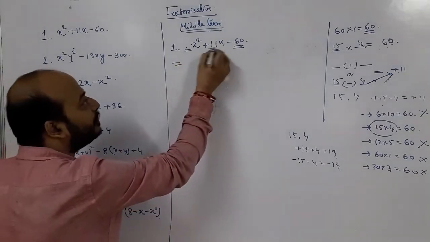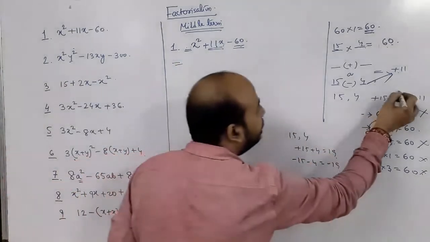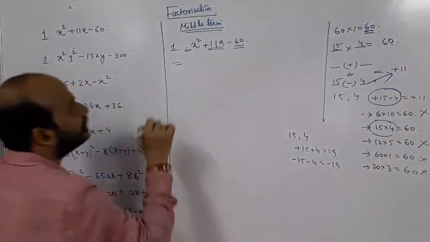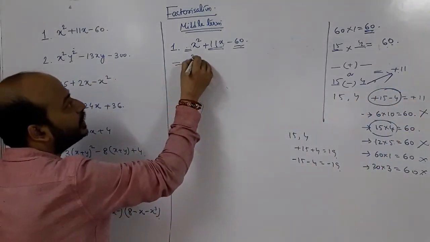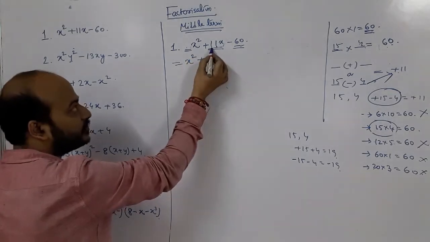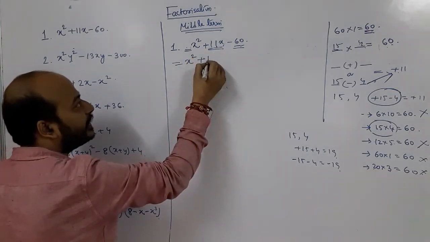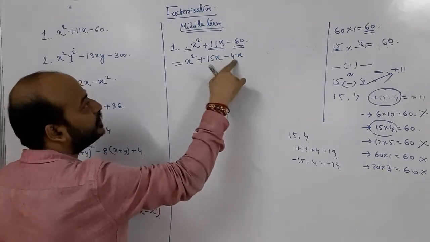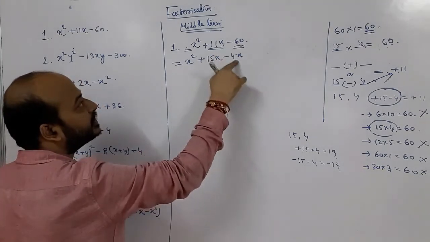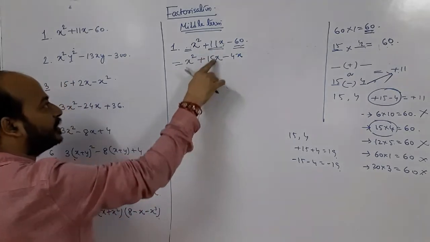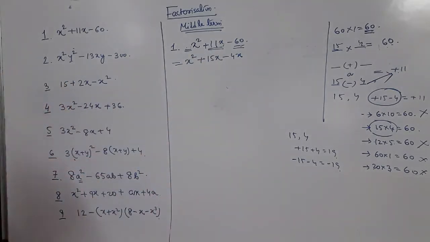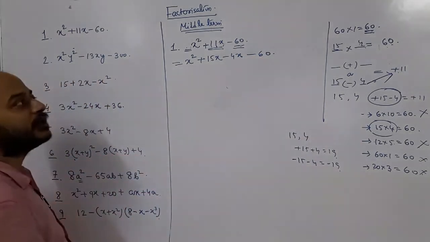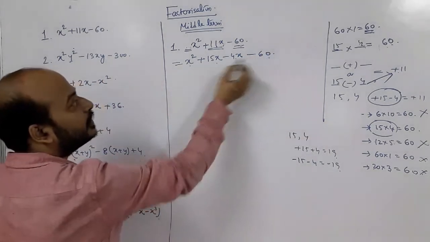Now instead of plus 11x, I will write this combination, because plus 15 minus 4 gives plus 11x. So you just see what I am doing. I will write x square. Instead of writing 11x, I will write 15x and minus 4x. Understand? 15 into 4 is 60. 15 minus 4 is plus 11. So instead of 11, I am writing this. And then minus 60. That's all. Now you have 4 terms.